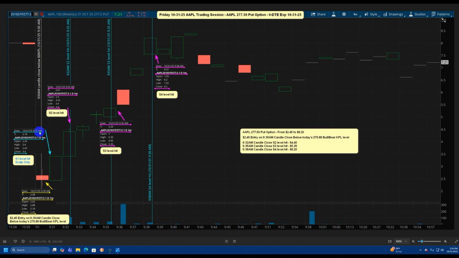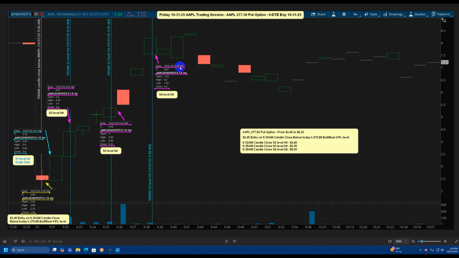Here is the 9:31 a.m. candle close. This was the S1 level hit. Remember, that was just the one level move from the bull bear KPL to S1. So $3.40. Here's the S2 level hit, 9:32, $4.40. Here is the S3 level hit, 9:35, $5.35.